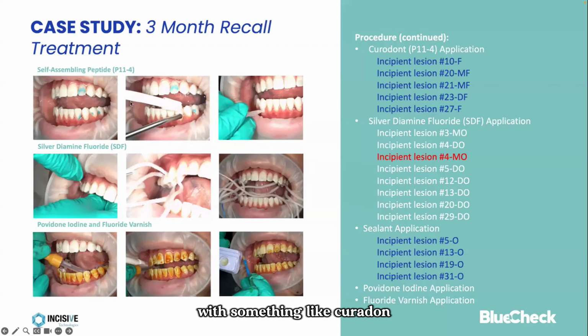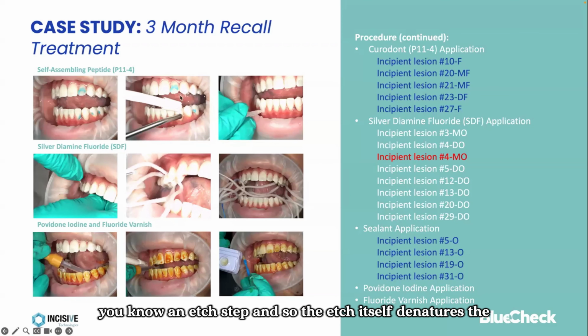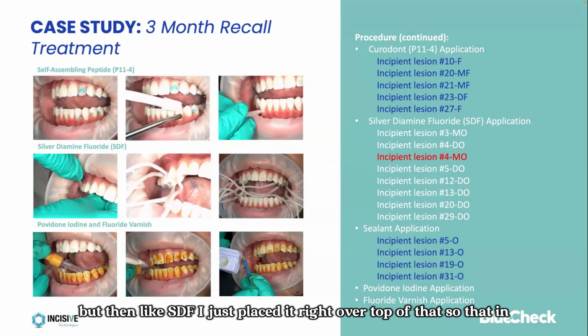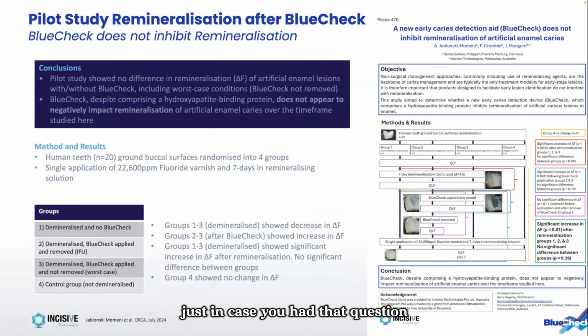With something like Curodont, you typically do an etch step, and so the etch itself denatures the blue check. But with SDF, I just placed it right over top of that. So that's just in case you had that question.